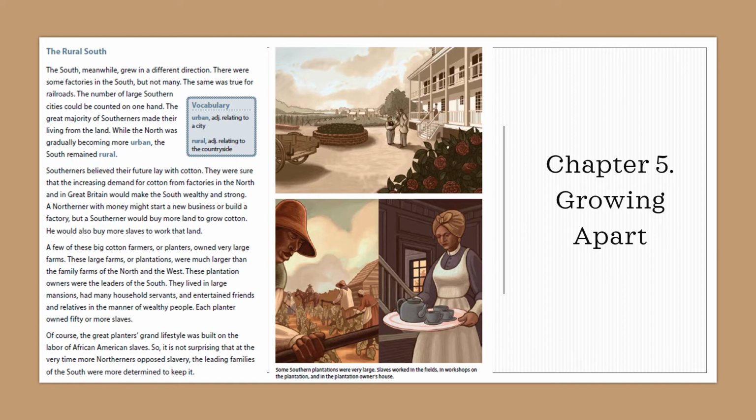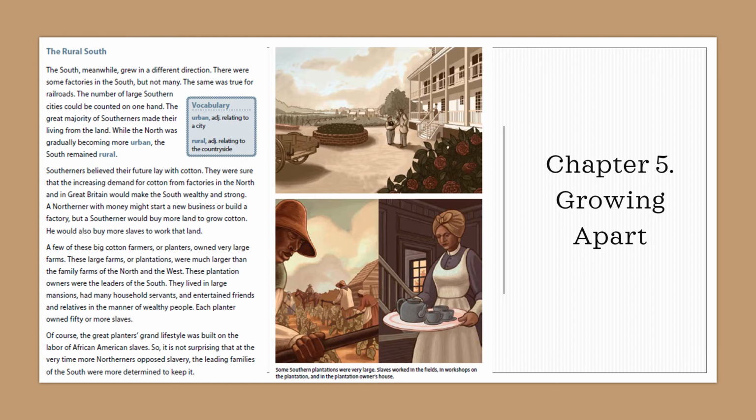The rural South. The South, meanwhile, grew in a different direction. There were some factories in the South, but not many. The same was true for railroads. The number of large southern cities could be counted on one hand. The great majority of Southerners made their living from land. While the North was gradually becoming more urban, the South remained rural. Remember, urban means a city, and rural is relating to the countryside.